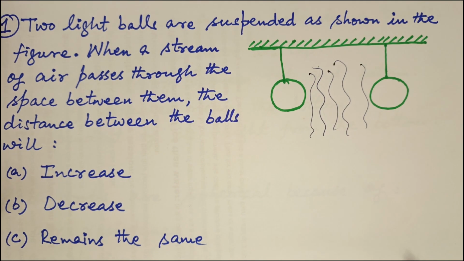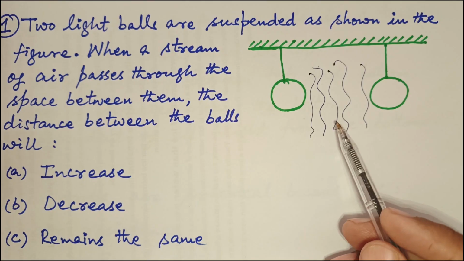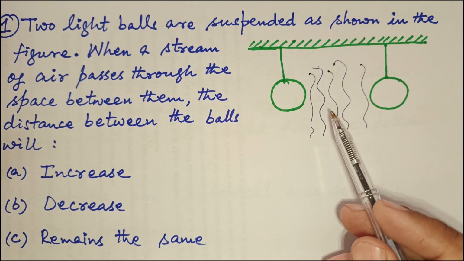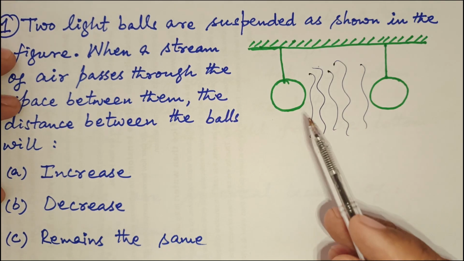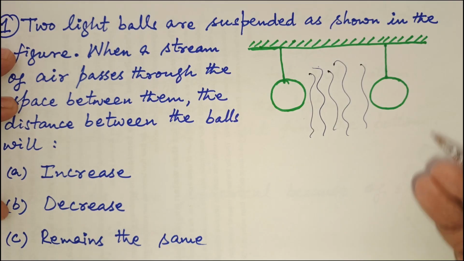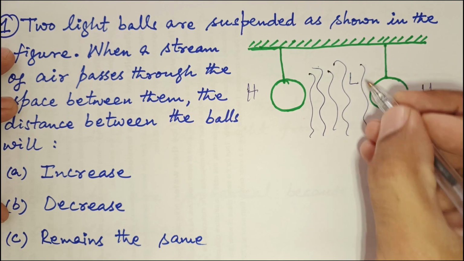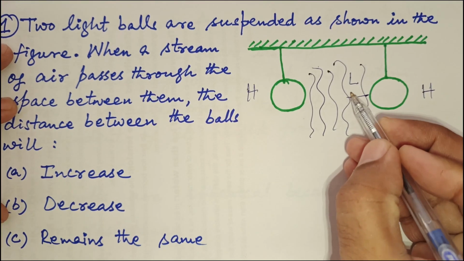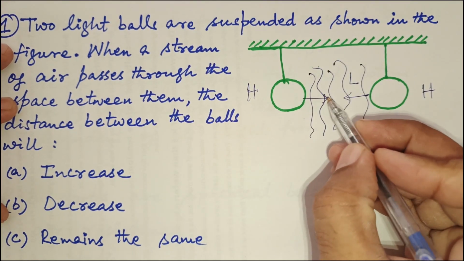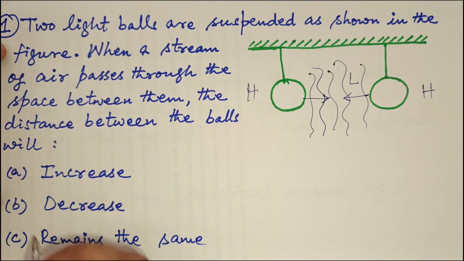Okay, the physics behind it is this, that when air passes through between these two balls, it reduces the pressure. Air pressure will be reduced between the balls as compared to the external atmospheric pressure. Here we have high pressure and here we have low pressure. As a result, what will happen? A net force is created which pushes the balls towards each other. So the distance between them will be decreased. Okay, move to the next one.